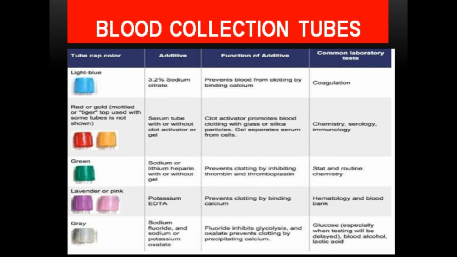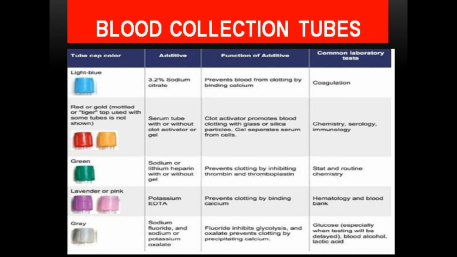These tubes, depending upon the cap, contain different types of additives, and due to these additives, their functions differ from each other. Blue top tube contains sodium citrate, and it is primarily used for coagulation studies, like the determination of PT, prothrombin time, and thrombin time. For this, complete filling of the tube is essential to obtain accurate results. Then we have another type which is navy blue color, which contains no anticoagulant, and the tube is used primarily for trace metal.